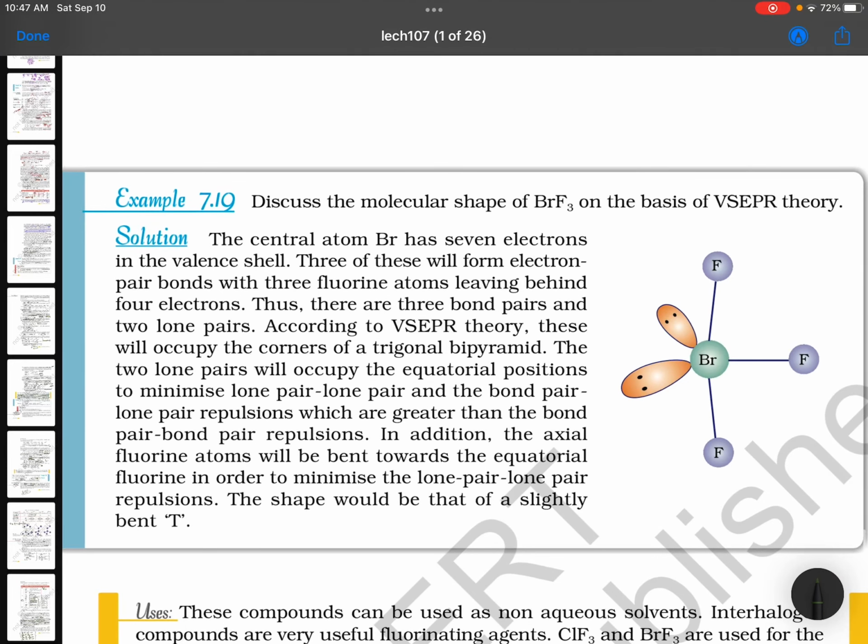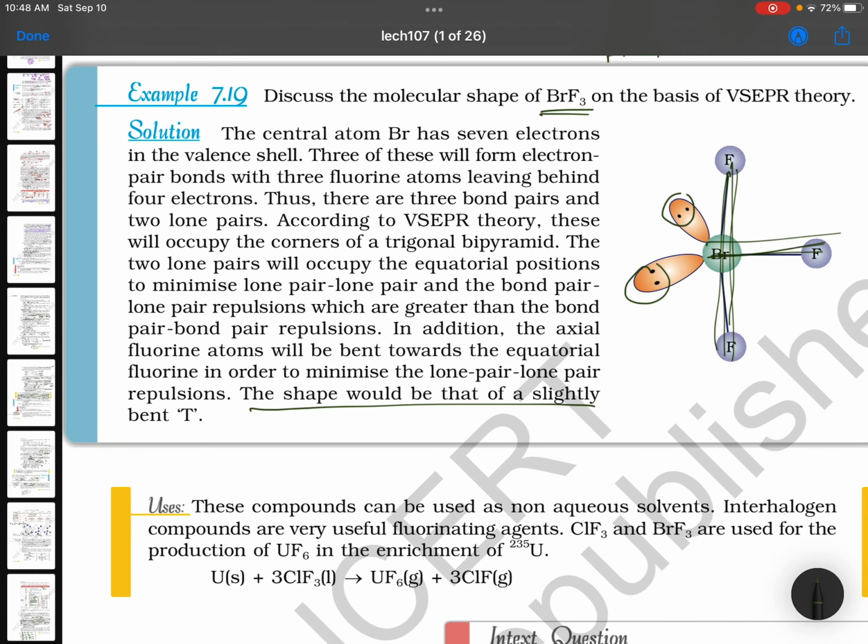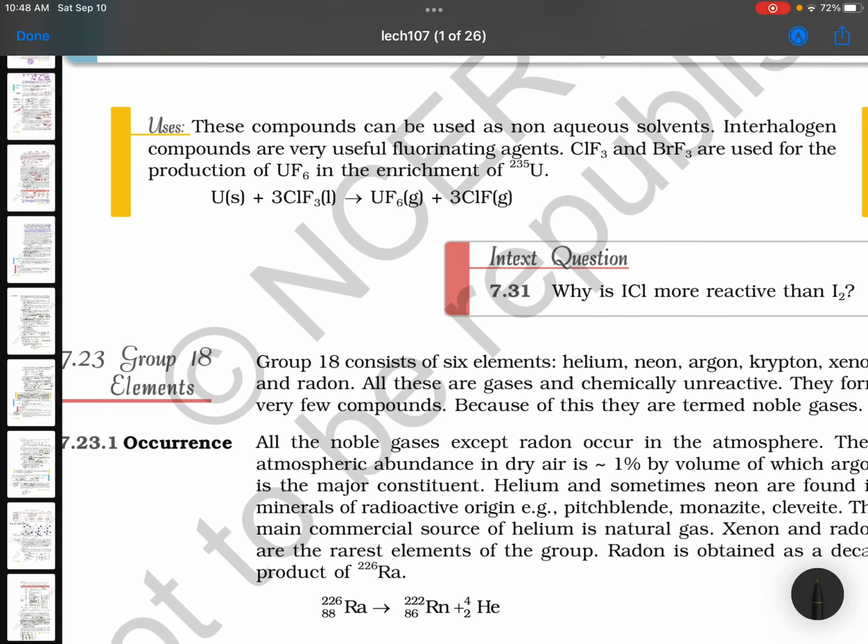See here one compound is mentioned, BrF3. You can say directly, BrF3 means there are 2 lone pairs and 3 bonds. So it is sp3d hybridization. 2 lone pairs are there, so the shape is a slightly bent T-shape. The rest we know very, very well from the chemical bonding lesson.